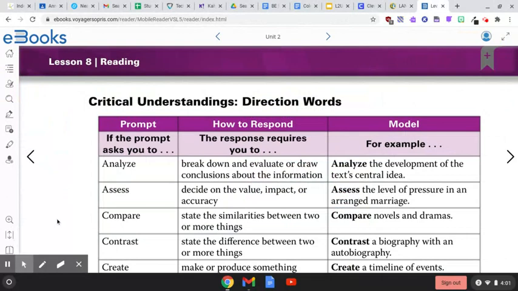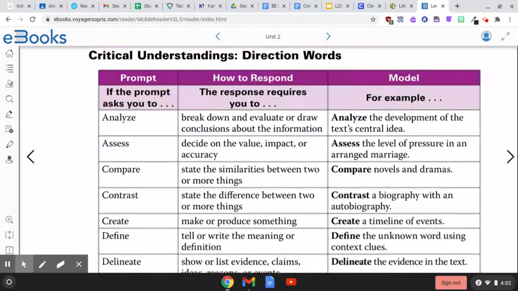Turn to page 66 in your student books. It is critical to understand what the question is asking and how to answer it. Today we will review four direction words used in prompts. You will become more familiar with these question words and learn how to answer different types of questions. Now, we're going to look over again at describe, explain, tell, and use. So look over those parts of the chart.